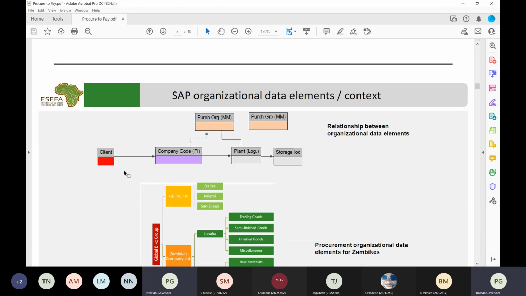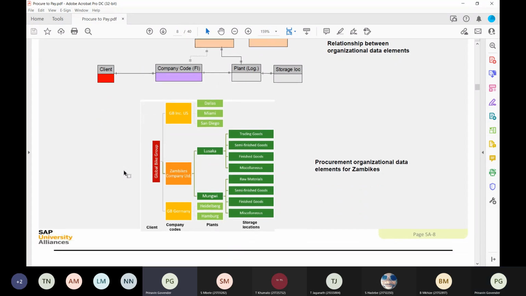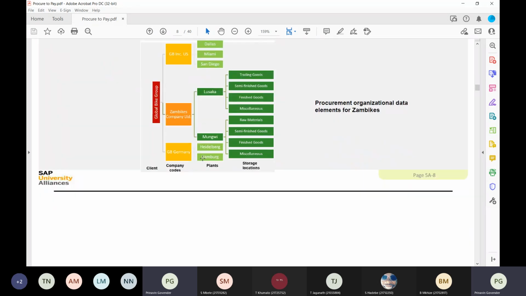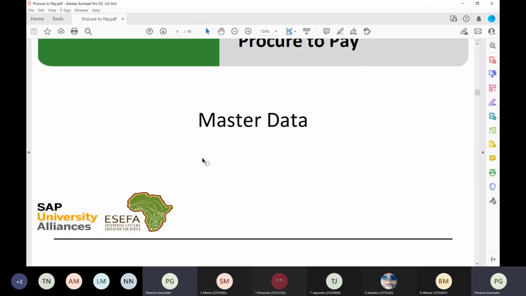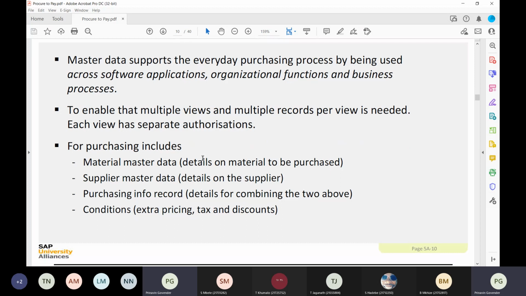Let's go on. Right, so there's the SAP organizational data element. We went through this, we looked at it. The Zambikes, look at that. They're located in Lusaka, but they also deal with other countries as well. Procure to pay, the master data. The master data supports the everyday purchasing process by being used across software applications, organizational functions, and business processes.